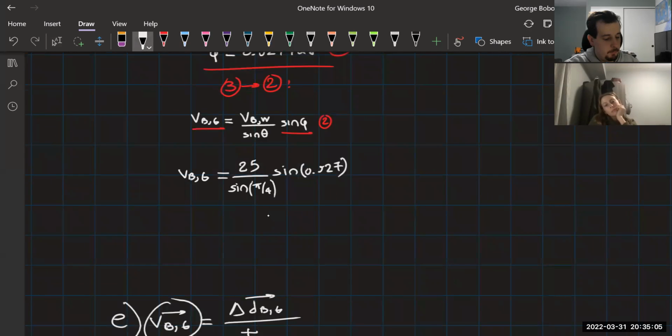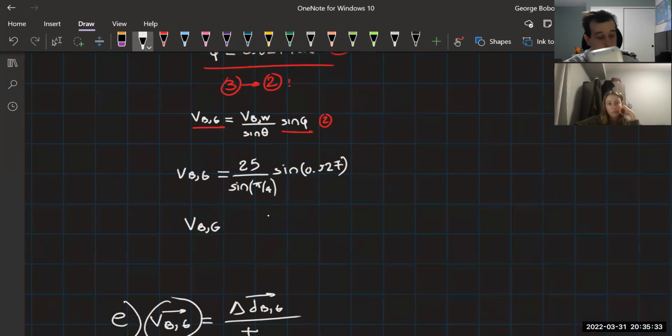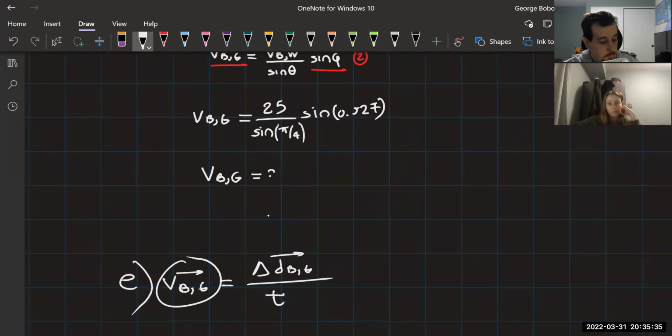So VBG will be sine of 0.927 divided by sine, oh my God, I need to be in radians, sine of 0.927 divided by sine of pi over 4, times 25, you get your velocity to be 28. Again, it makes sense. I'm going to tell you why in a second.